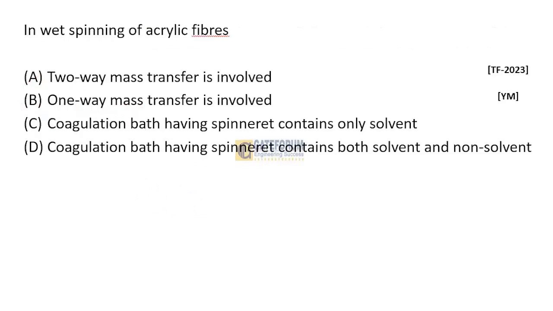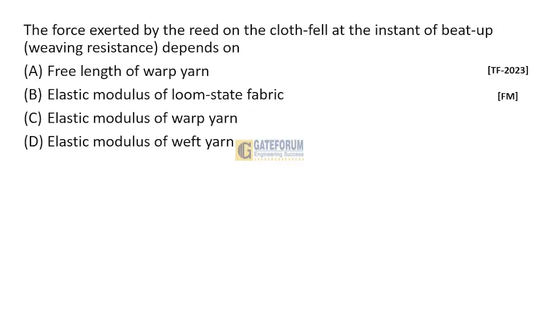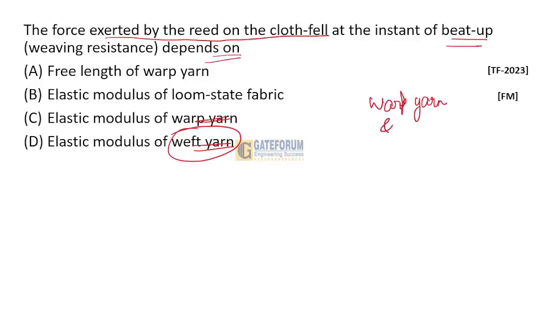Now coming to the next question, I think this is done, and this is a fabric manufacturing question. It says that the force exerted by the reed on the cloth fell at the instant of the beat-up, weaving resistance depends on. These are the four factors given: free length of the warp yarn, elastic modulus of the loom state fabric, elastic modulus of the warp yarn, and elastic modulus of the weft yarn. So basically there are two things, warp yarn and weft yarn, and their modulus.